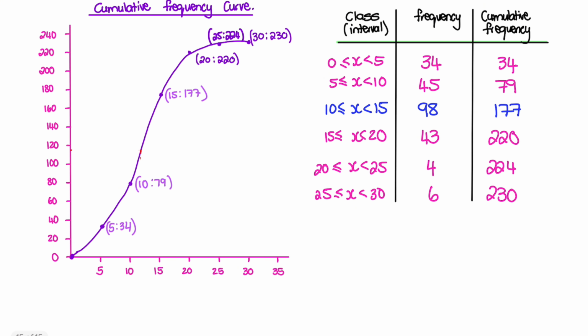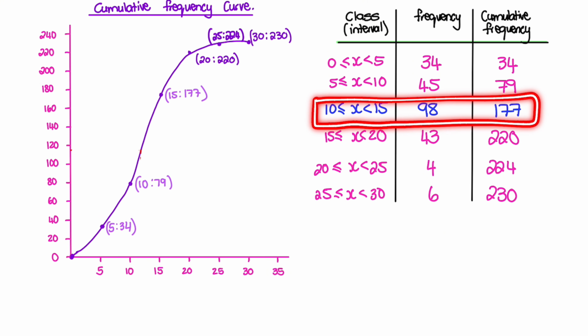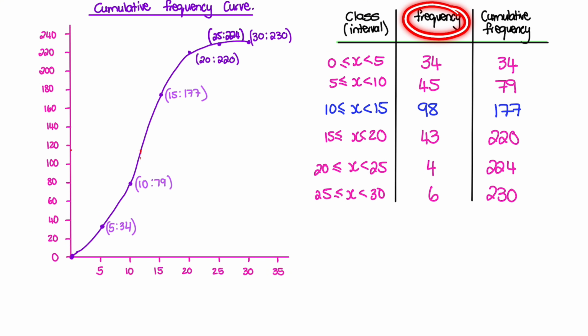So now we have completed the information, and I want you to recognize that the value of 20 goes with the 220. That's my cumulative frequency. But the 43 comes from 220 minus 177. And you would notice that I marked this one interval in blue. So from our frequency table, we can see that the interval in blue has the highest frequency.